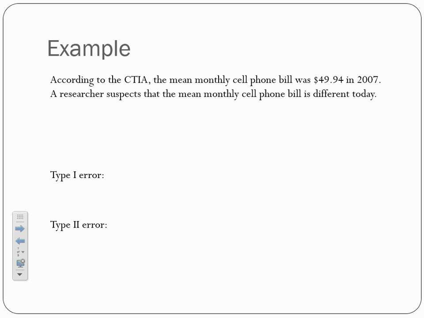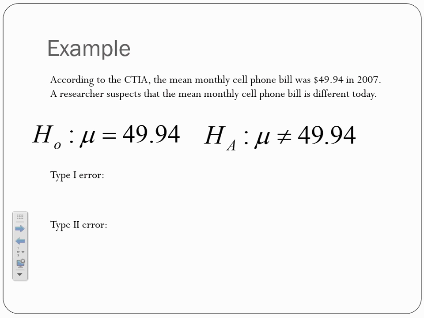The next example, according to the CTIA, the mean monthly cell phone bill was $49.94 in 2007. We've got a null hypothesis. It's an average. A researcher suspects this mean is different. It doesn't give us an up or down, so that's just not equal to. So for type 1, we're going to reject the null. In other words, we're going to claim the alternative. We're going to say it looks like it's not $49.94 when in fact it is $49.94.